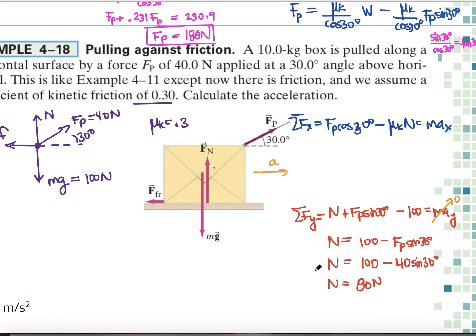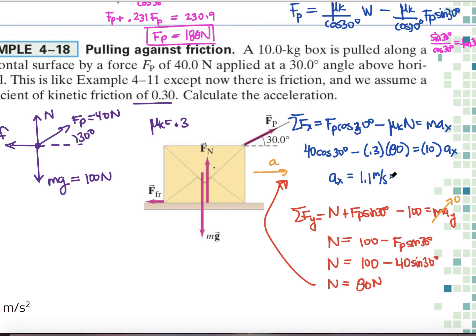So plugging that back in to my blue equation here, I have my pulling force, so 40 cosine of 30 degrees, minus 0.3 times my normal force that I just found, which was 80, is equal to my mass of 10 kilograms times my acceleration. So I go through this and find that my acceleration is just 1.1 meters per second squared. So this one's actually a little easier because we don't need to solve a system of equations.